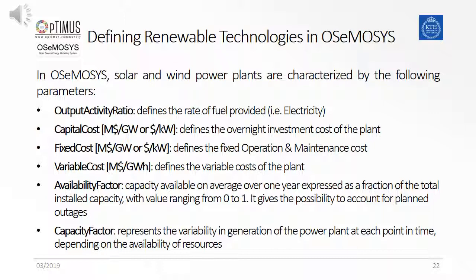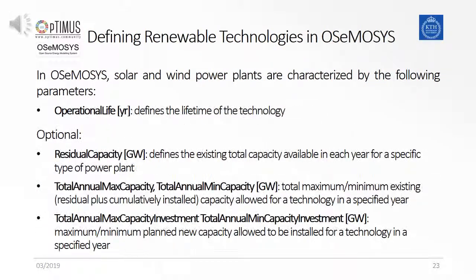The availability factor. This is a factor which accounts for planned outages. The factor ranges from 0 to 1 and is used for the entire year. The capacity factor. This represents the variability in generation of the power plant at each point in time, depending on the availability of resources. This is probably the most important factor for our wind and solar power plants. The operational life. This defines the lifetime of the technology.